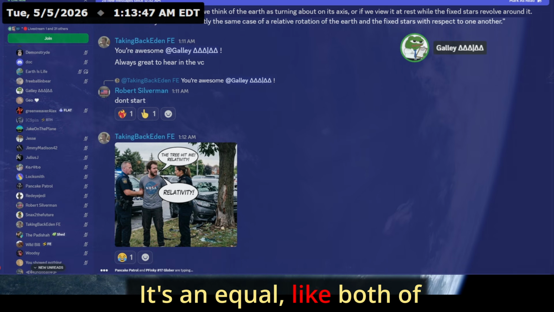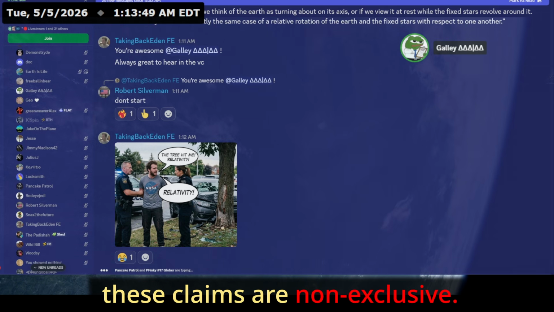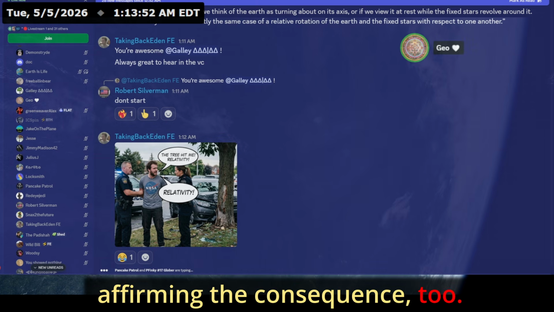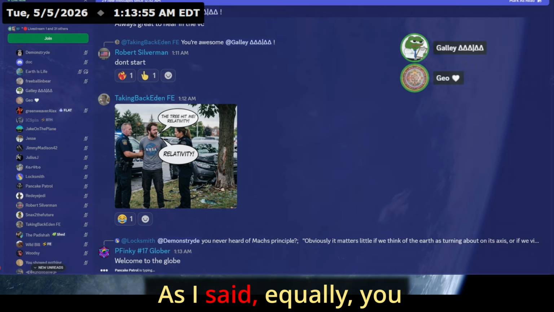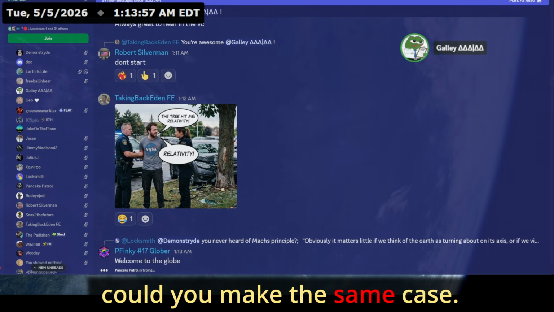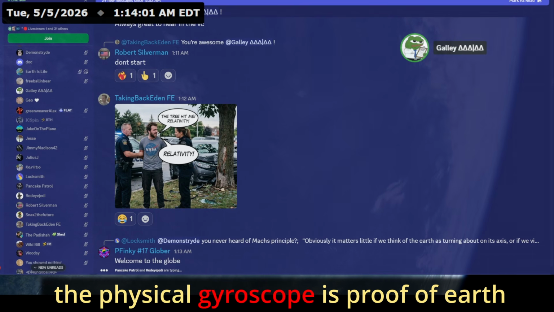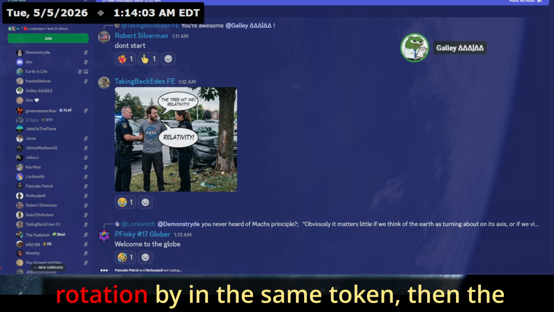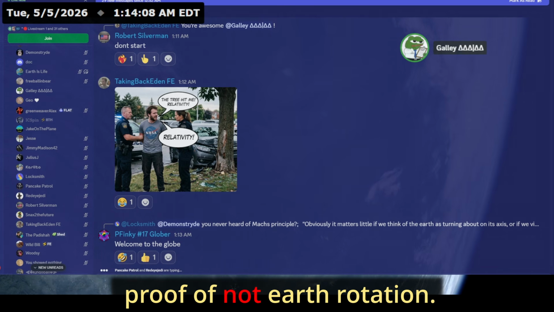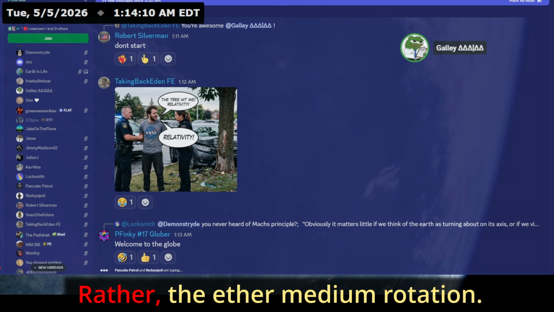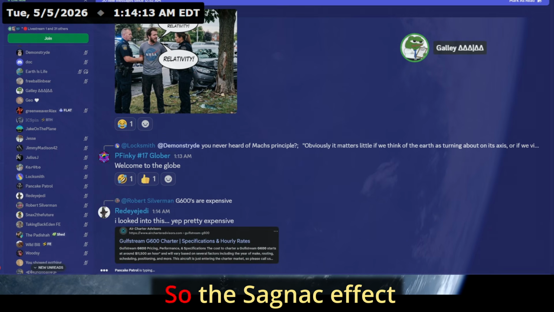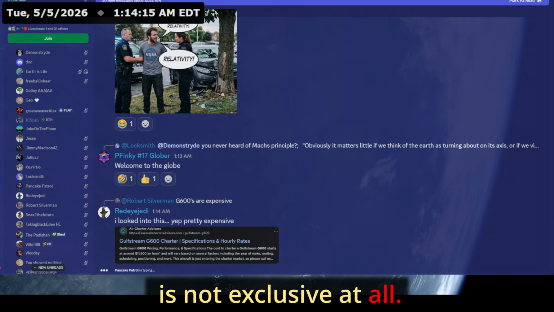Both of these claims are non-exclusive. But those are both affirming the consequent too. If somebody said exactly that, yeah. As I said, equally, you could make the same case. So if we're going to grant the physical gyroscope is proof of Earth rotation, by the same token the physical gyroscope is proof of not Earth rotation, but rather the etheric medium rotation. So the Sagnac effect is not exclusive at all. Doesn't even claim it to be.